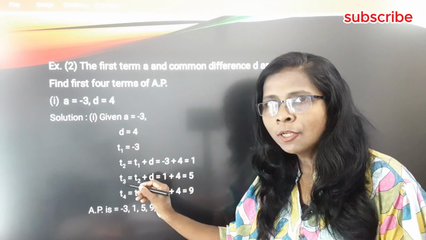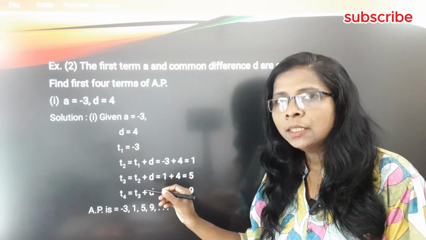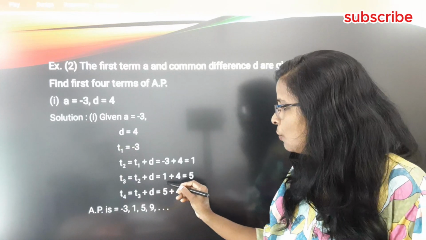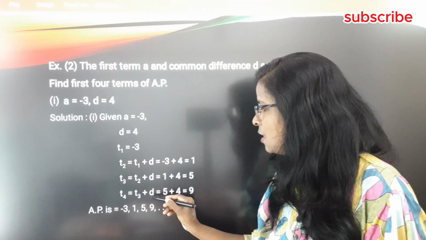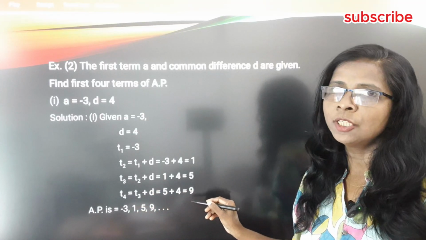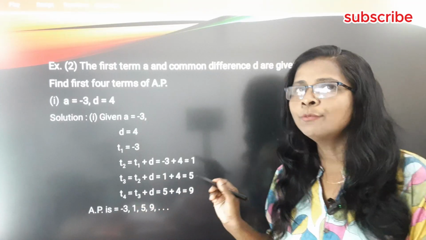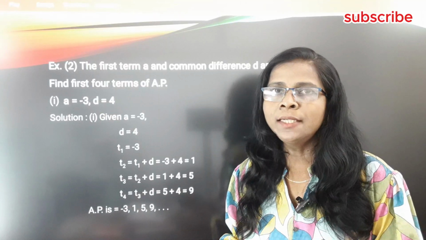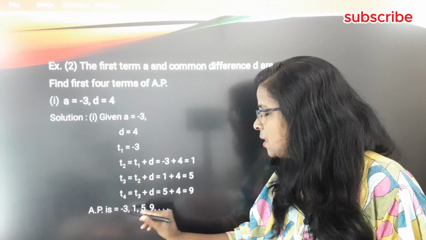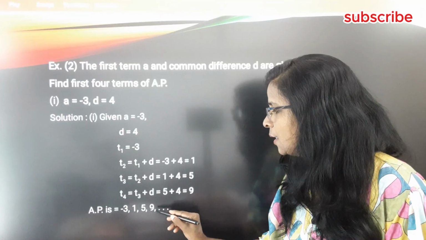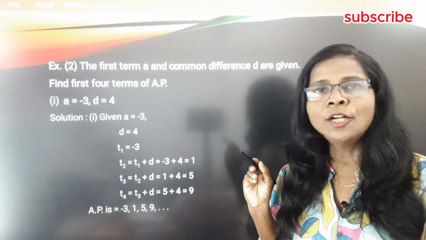T3, the formula for T3 is T2 plus D. So 1 plus 4 is equal to 5. T4 is equal to T3 plus D, which is equal to 5 plus 4 is equal to 9. So we have the terms, and we can find out the AP easily. So the AP is minus 3, 1, 5, 9, and so on.